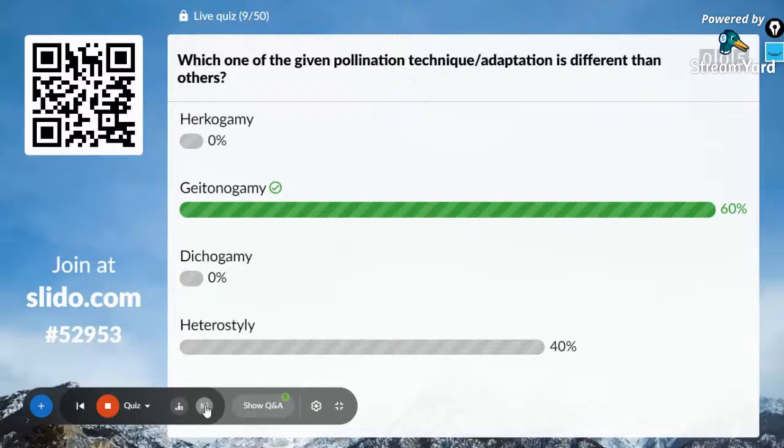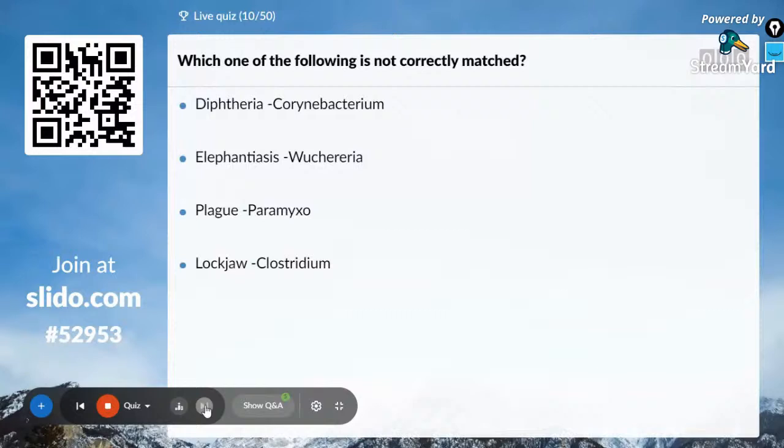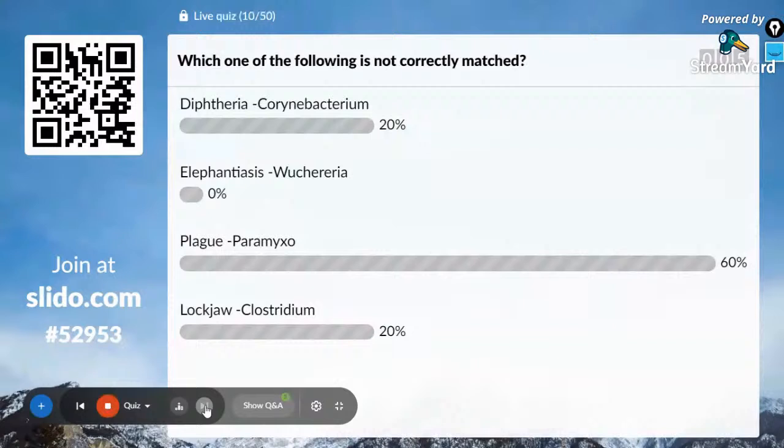Yes. Next question. Which one of the following is not correctly matched? Which one of the following is not correctly matched? Yes, let's see the correct answer. The correct answer is Plasmodium. Next question on the screen.